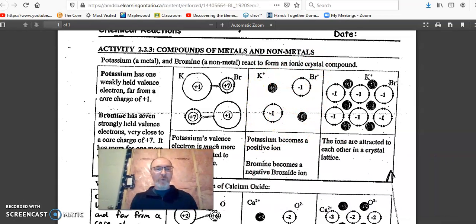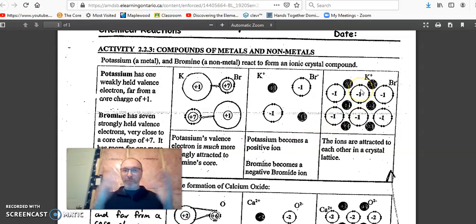Now, when you get a whole bunch of potassium and bromines all doing the same thing, then we get that nice crystal lattice arrangement forming. So it says here the ions are attracted to each other in a crystal lattice. And notice, the potassium ion, positive 1 cation, has anions around it, and then the bromide anion has potassium ions around. So they all arrange themselves like this to maximize the attraction to ions of the opposite charge, and we call that a crystal lattice.